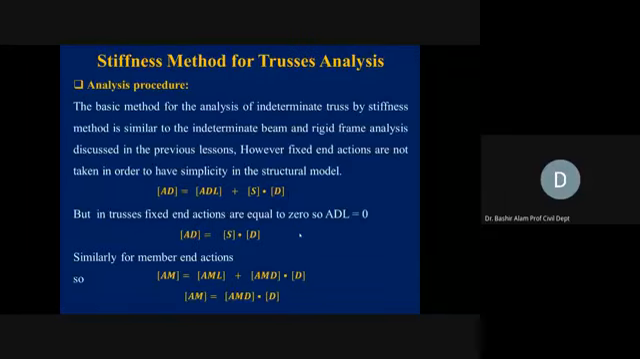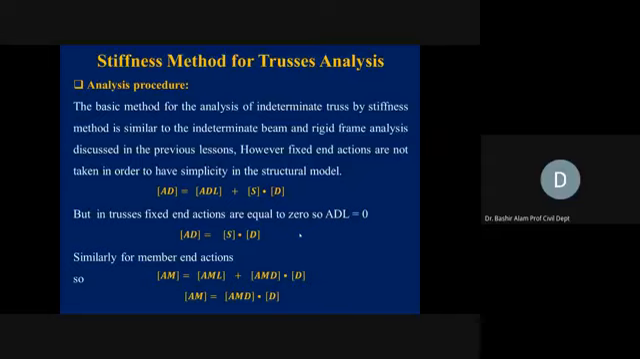Now, coming to the analysis procedure, it's again the same steps which we did in the case of beams and rigid joint frames. So the basic method for the analysis of kinematically indeterminate trusses by the stiffness method is similar to the indeterminate beam and rigid frame analysis discussed in the previous lessons. However, fixed end actions are not taken, in order to have simplicity in the structural model.